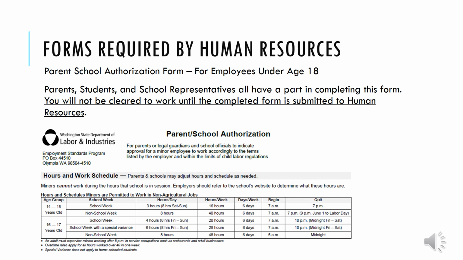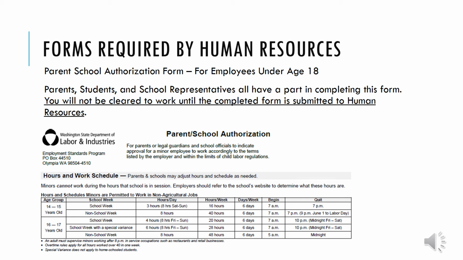If you are a new employee under the age of 18, the parent school authorization form must be completed before you will be authorized to work. Signatures are required from your school representative, which may be an administrator or school counselor, as well as from a parent.